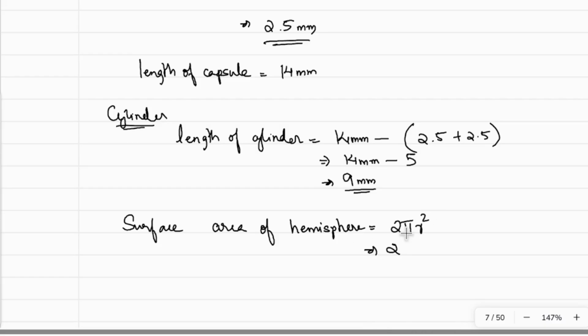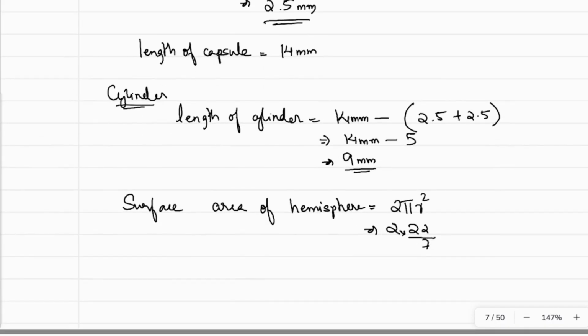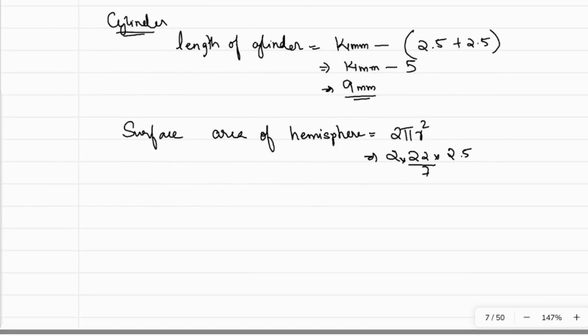Which is equal to 2 into pi, which is 22 by 7, into r. R is equal to 5 by 2, or you can write 2.5, either way you can use it. Then r square, so I need to repeat it 2 times. The value for this is 275 by 7 millimeter square. This is the surface area of one hemisphere.